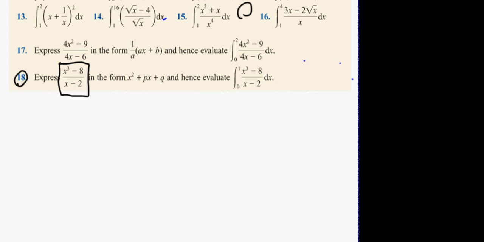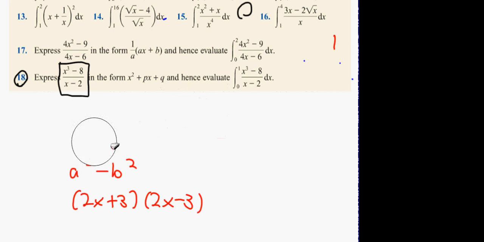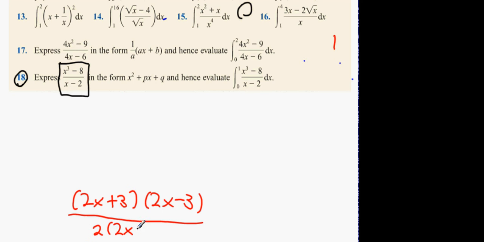In question 17, for example, I got to realise that 4x squared minus 9, those two numbers, 4 and 9, ring a bell. They're squares, exactly. And then what comes to mind is the difference of two squares, because it's going to be 2x squared minus 3 squared, and that's going to end up being 2x plus 3 and 2x minus 3. Do you understand? And then what's going to happen on the bottom? What can I factorise out the bottom here? 2 into 2x minus 3.